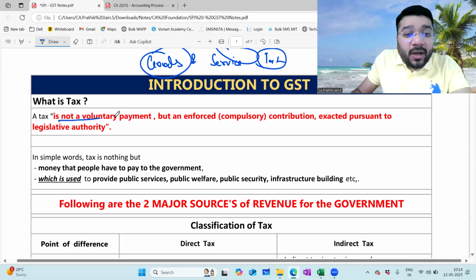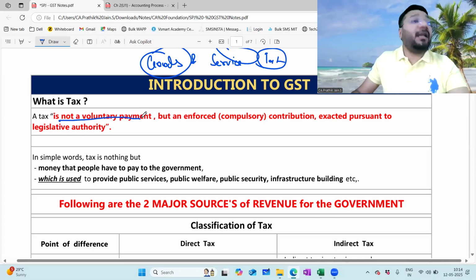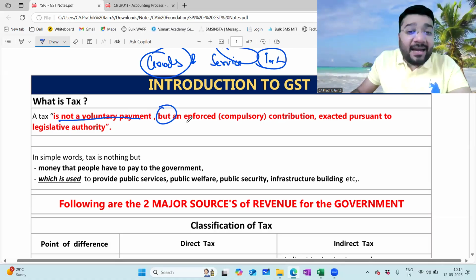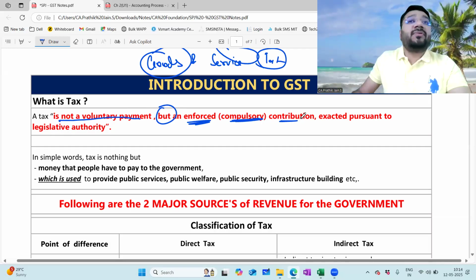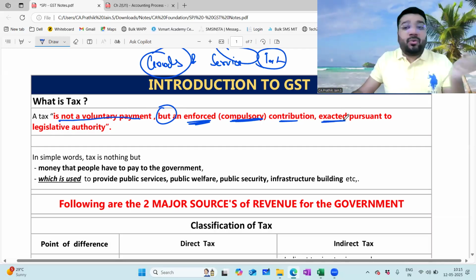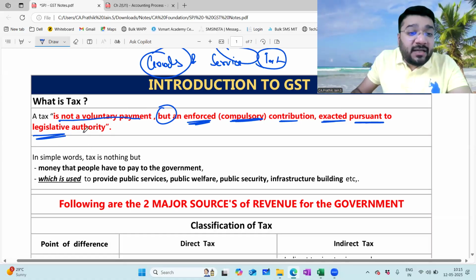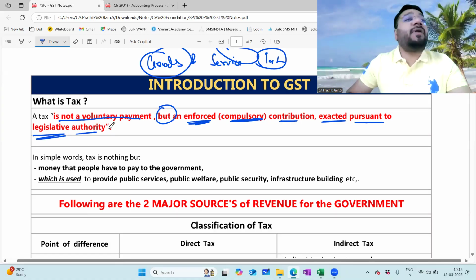Tax is not a voluntary payment. It is not a voluntary payment, but enforced. Enforced means compulsory contribution. You are compulsorily giving this money. Exacted means taken from you pursuant to the legislative authority. So the government of India has laid down a compulsion on us, and under that compulsion only we are paying tax to the government.